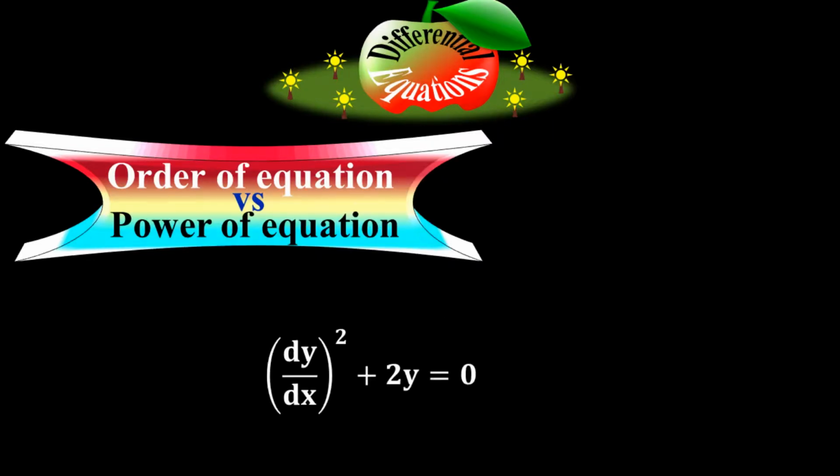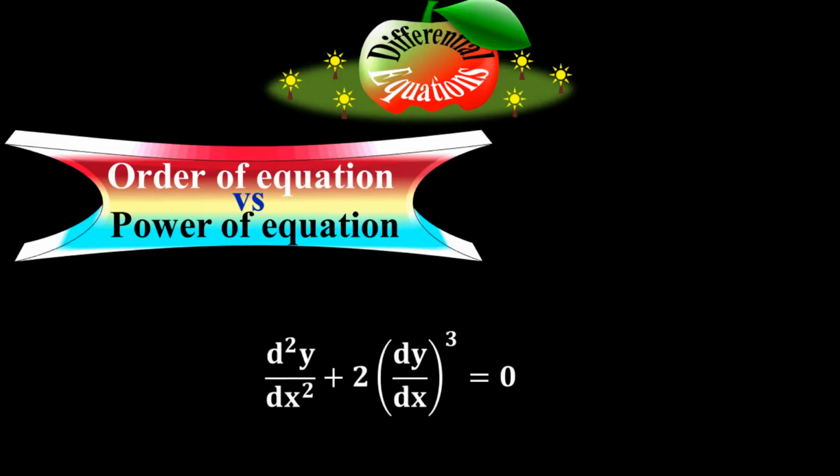Let me show another differential equation. The order of this equation is first order, because the maximum derivative term is dy/dx, which is first derivative term. And the power of this equation is 2, because power of the equation is actually the power of the maximum derivative term, and the highest derivative term is dy/dx. It is raised to the power 2. Therefore, the power of this equation is 2.